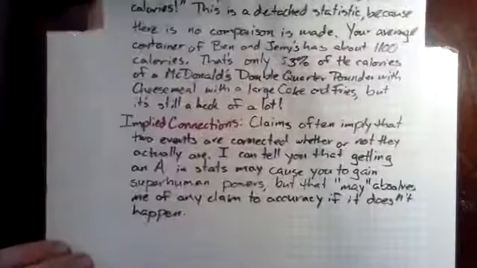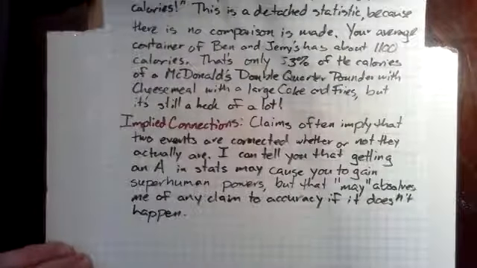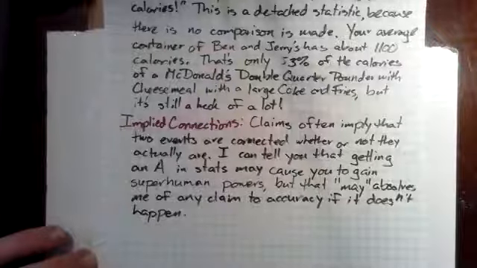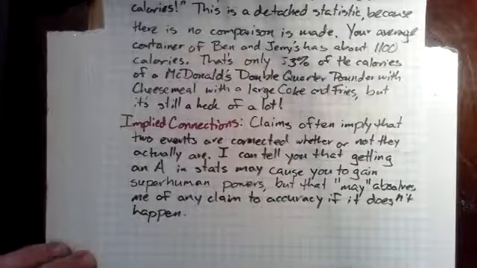Implied connections. Claims often imply that two events are connected, whether or not they actually are. I can tell you that getting an A in stats may cause you to gain superhuman powers, but that may absolve me of any claim to accuracy if it doesn't happen. I am going to state categorically, getting an A in stats is not going to give you any superhuman powers other than being able to do some statistics.